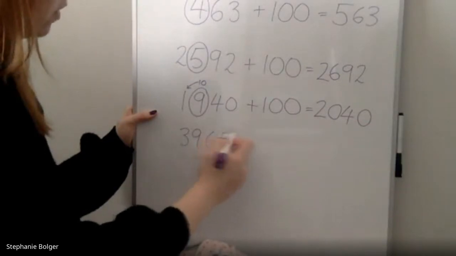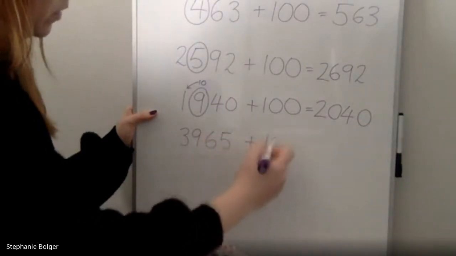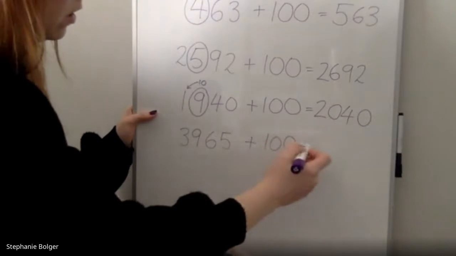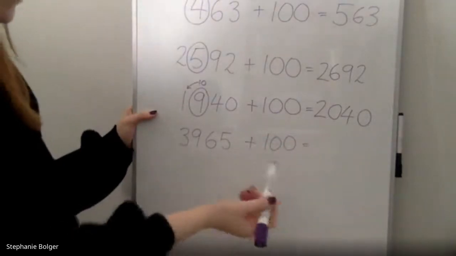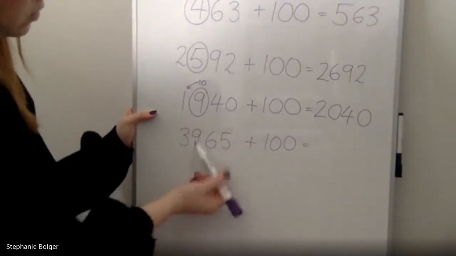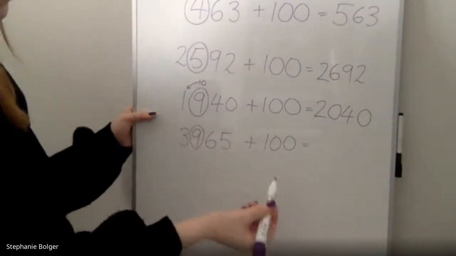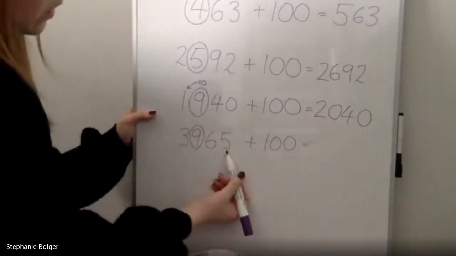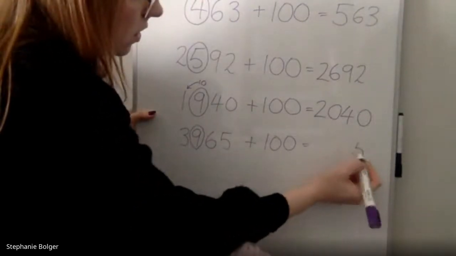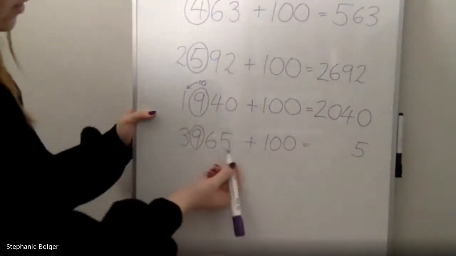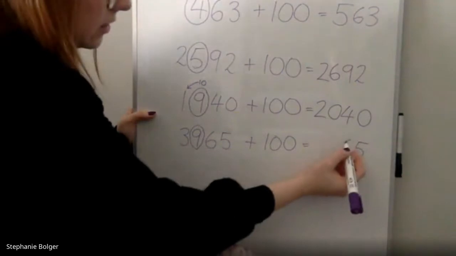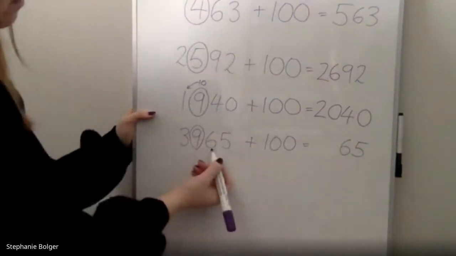3,965 plus 100 equals. All right, I'm going to find my hundreds and I'm going to circle them first so I know where I'm adding. I'm going to do my answer. The ones first. 5, we're not adding anything to them. The tens, we're not adding anything to the tens either, so that stays the same.